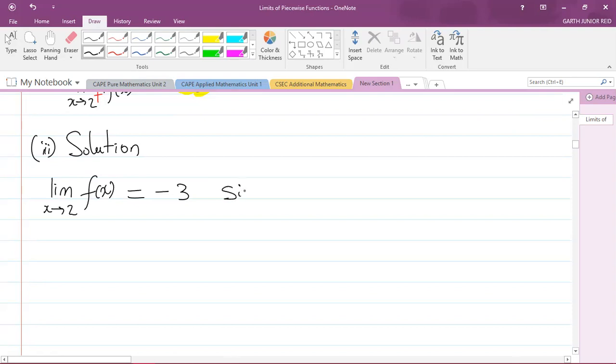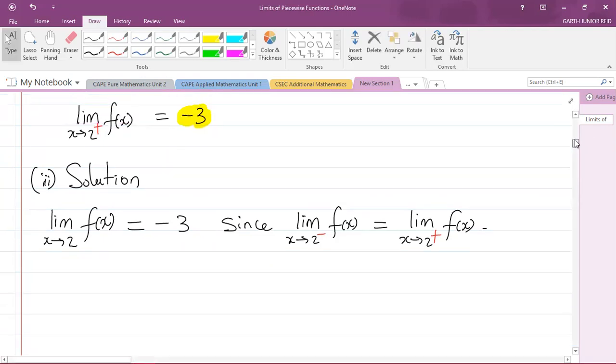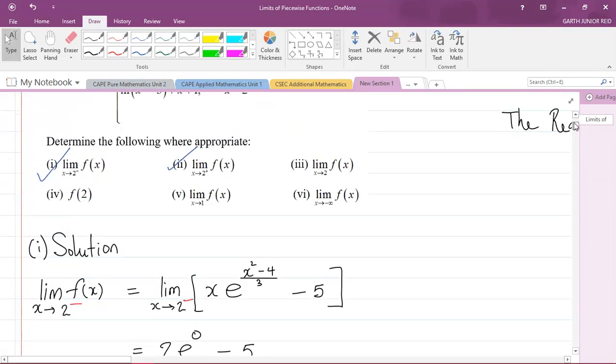I'm writing my reason, and the reason is because the limit of f of x as x approaches 2 from the left-hand side is equal to the limit of f of x as x approaches 2 from the right-hand side. That is my reason, and you need to practice writing your reasons as well. So that is my answer for part 3.